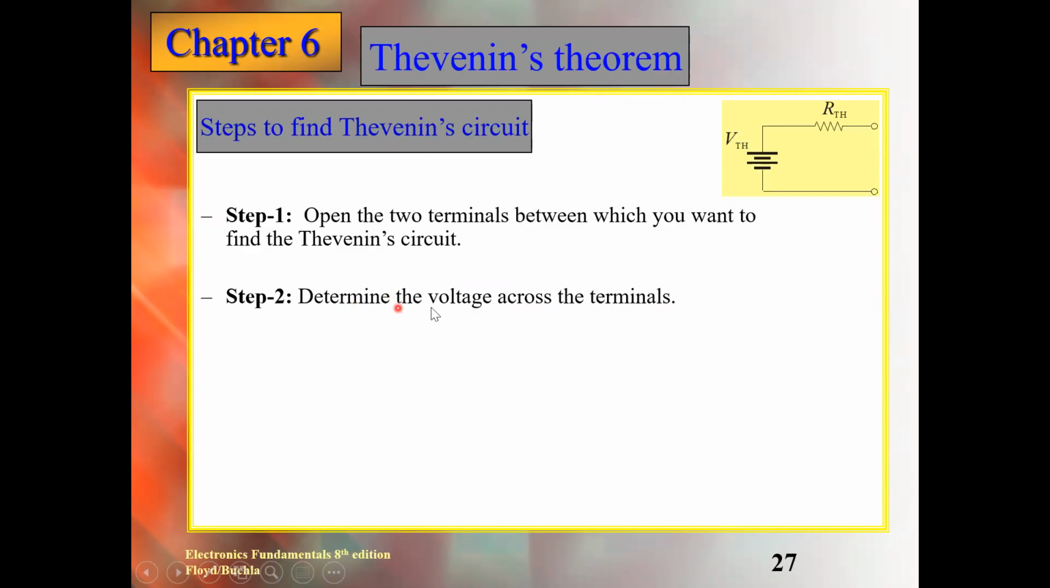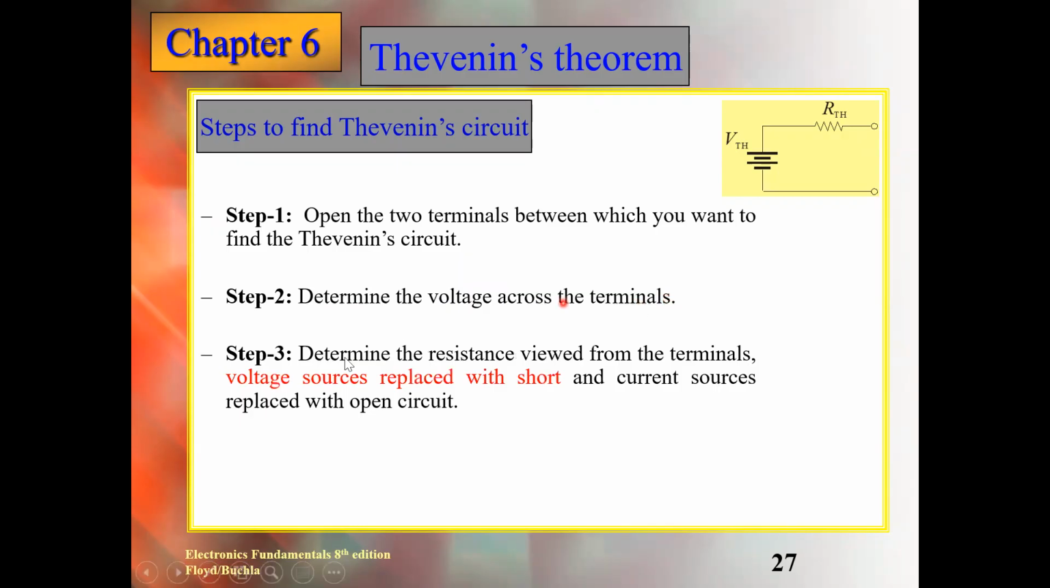Now you will calculate the voltage between points A and B. That is called VTH, the Thevenin voltage. Next step, determine the resistance viewed from the terminals, which means we will now be calculating RTH. So voltage sources are replaced with a short and current sources are replaced with an open circuit. This should be the step.